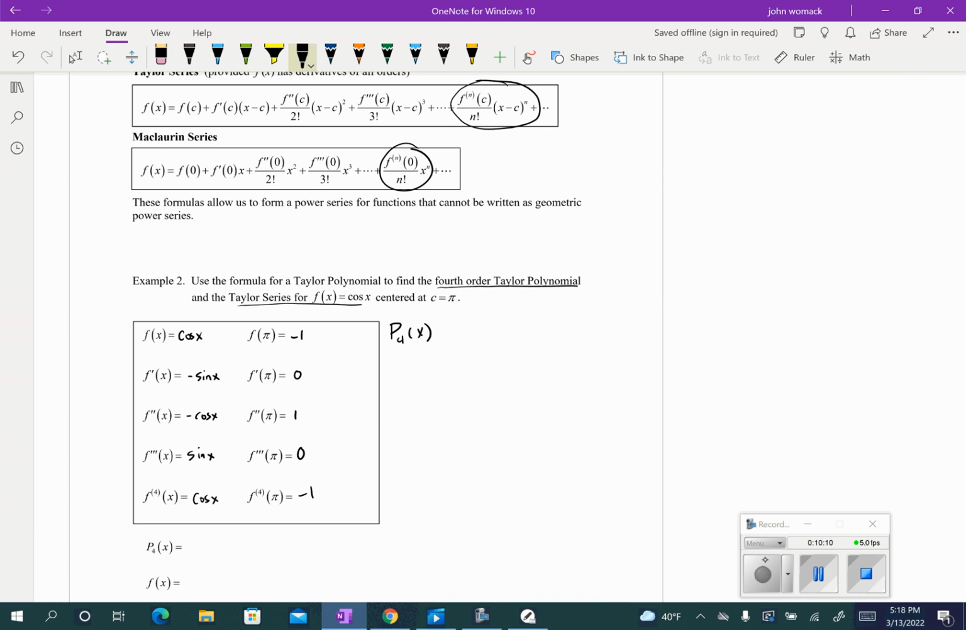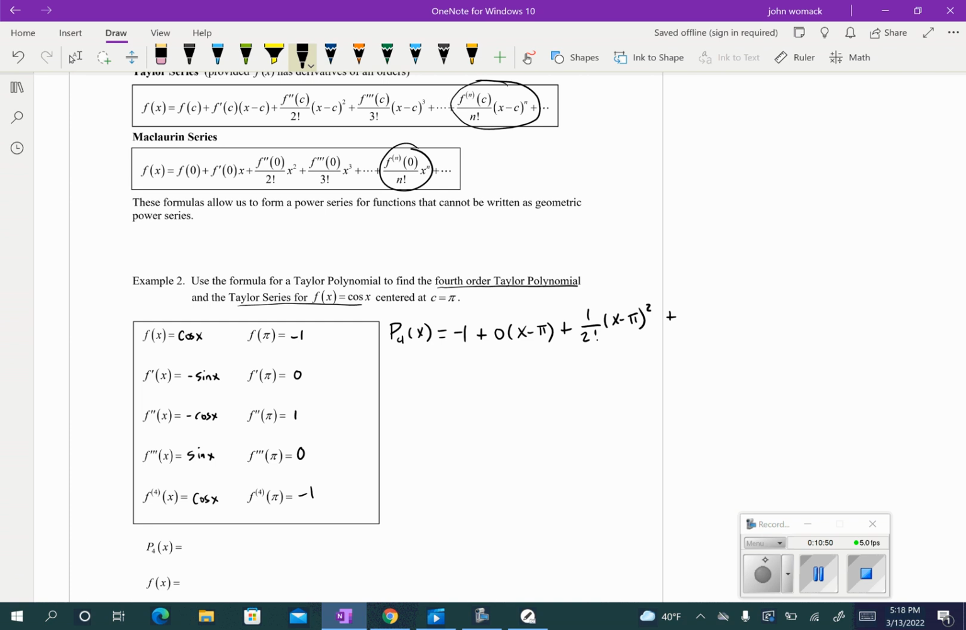First of all, I take f of pi. That's this f of pi right here, which is -1, plus, okay, and then I take f prime of pi, which is 0, times x minus c, which is pi. Okay, just keep going to the next one. So take f double prime of pi, which is 1, over 2 factorial, times x minus pi squared.